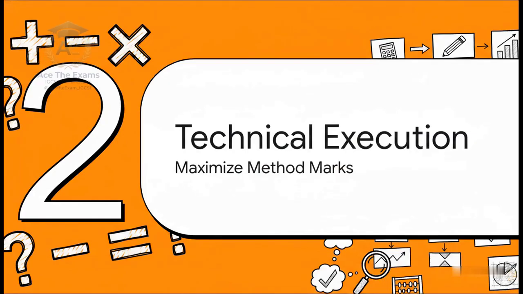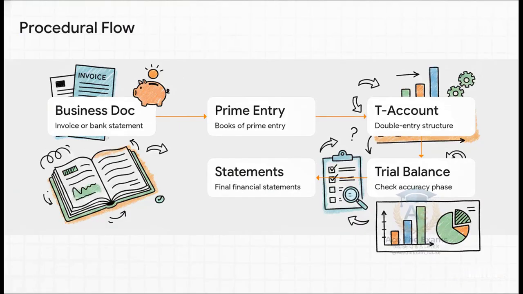All right, moving right along to section 2. Step-by-step technical execution. This is all about maximizing those method marks. Okay, so knowing the theory is fantastic, but this is where the rubber meets the road. We actually have to do the math to lock in the method marks. Let's walk through a quick worked example. Imagine a business buys inventory on credit. First, we start right at the source, the business document, like a purchase invoice.